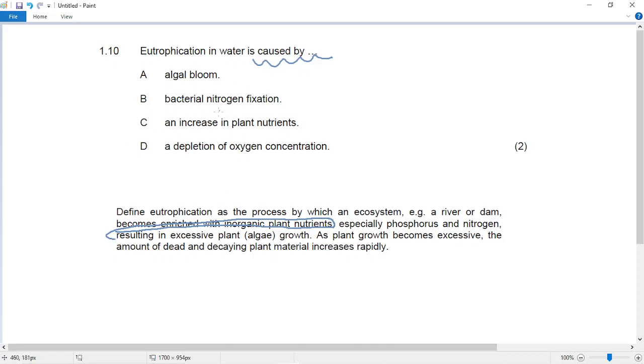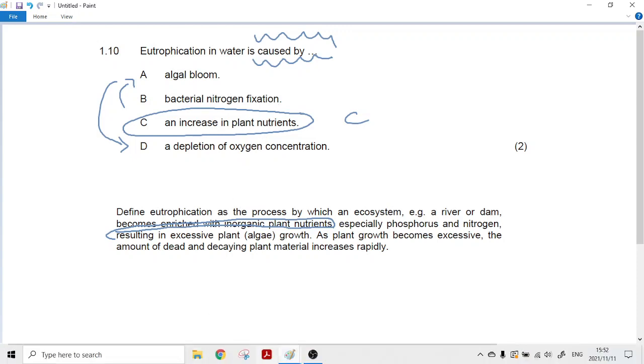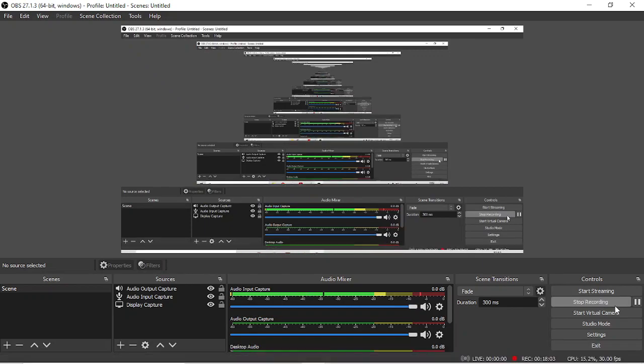So the causation is the increase in plant nutrients, which then goes to the algal bloom, which then goes to the depletion of oxygen. But the question asks you, what is causing it? It is caused at its root cause by increasing the amount of plant nutrients in the water, usually from runoff from fertilizers. And that is the end of 2020.